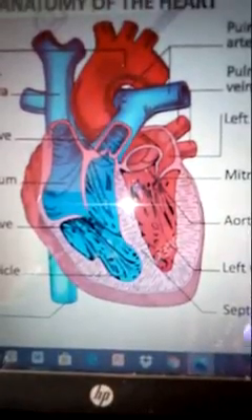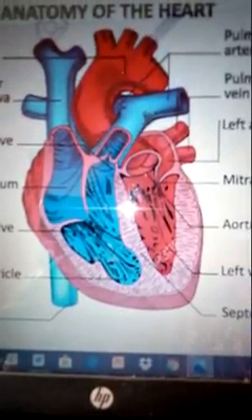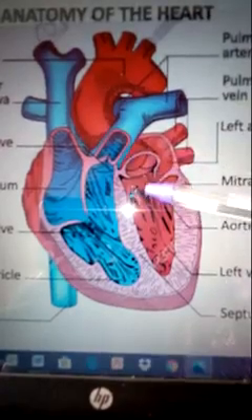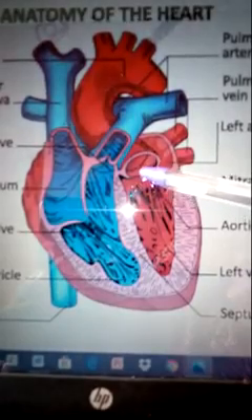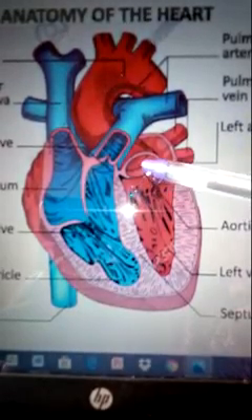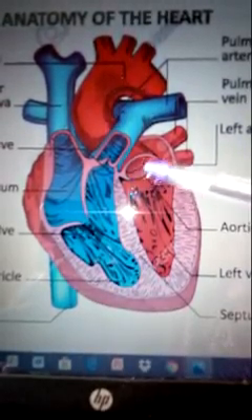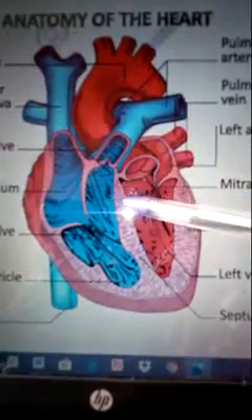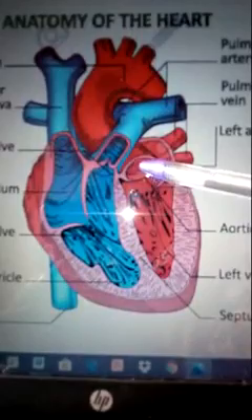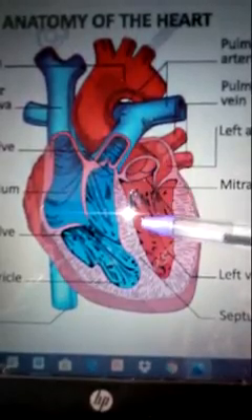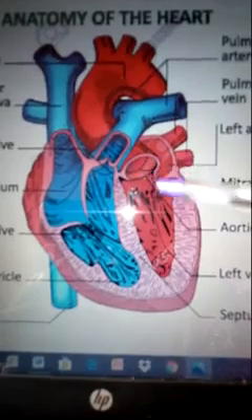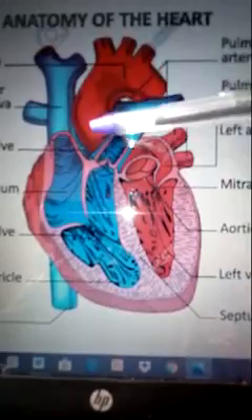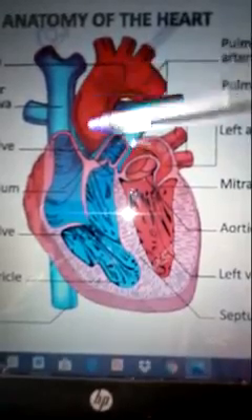Yes, still talking about the valves of the heart. The fourth type of valve is the aortic valve. We have spoken about the pulmonary valve. Then we have the aortic valve. The aortic valve is between the left ventricle and the aorta, which is the main artery.